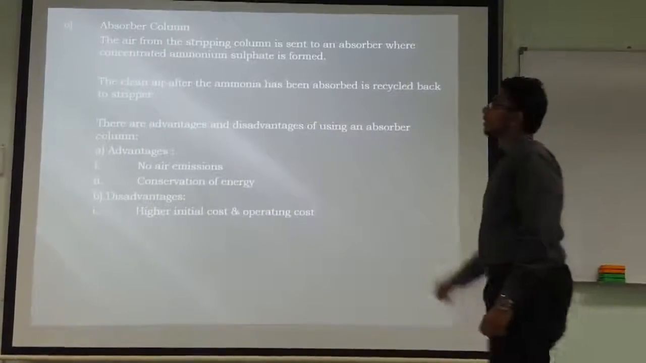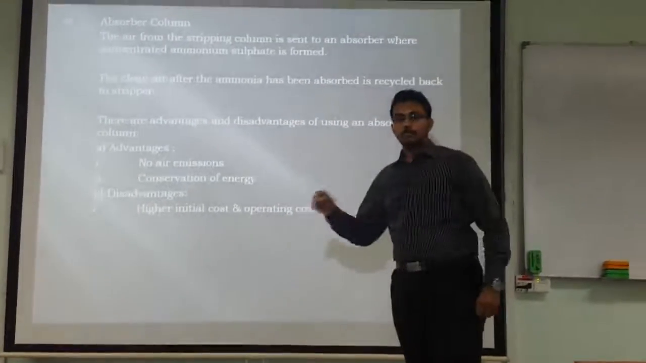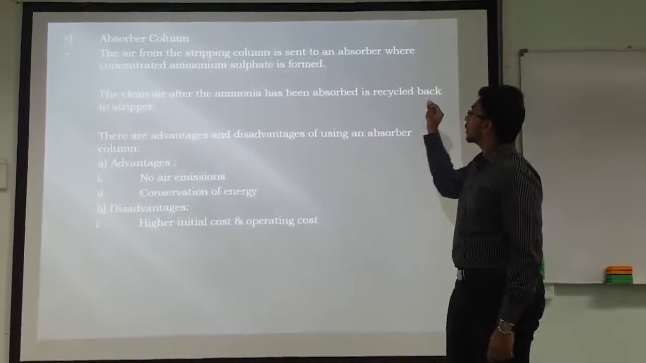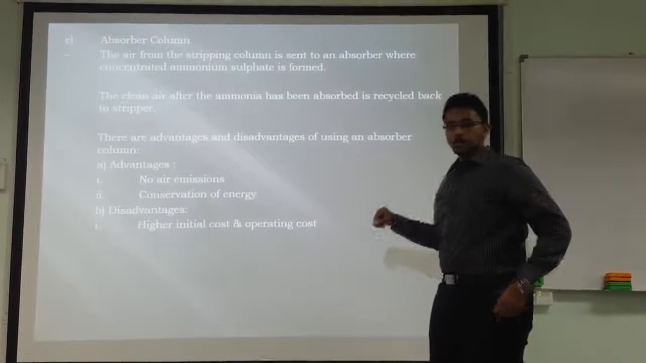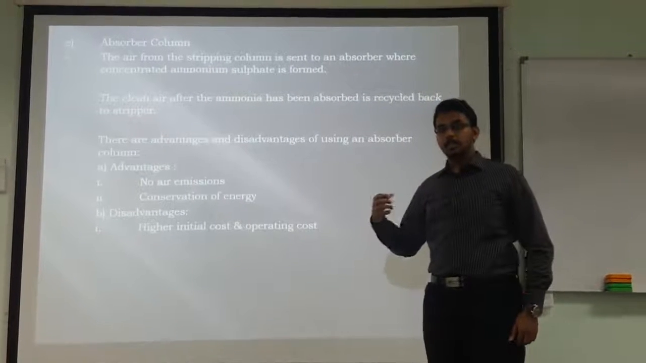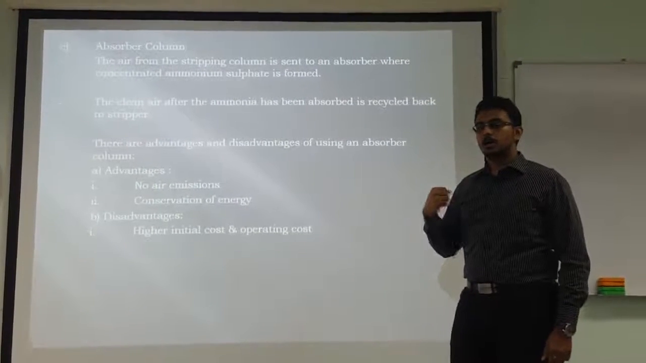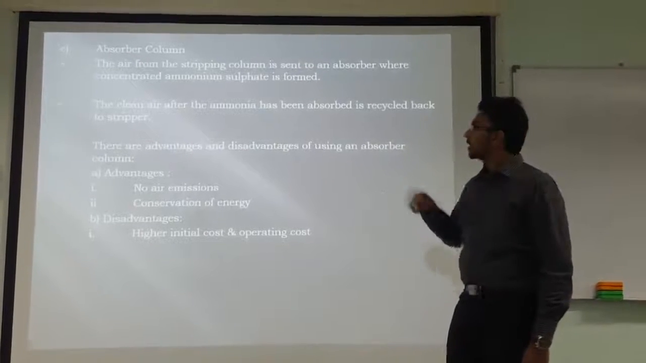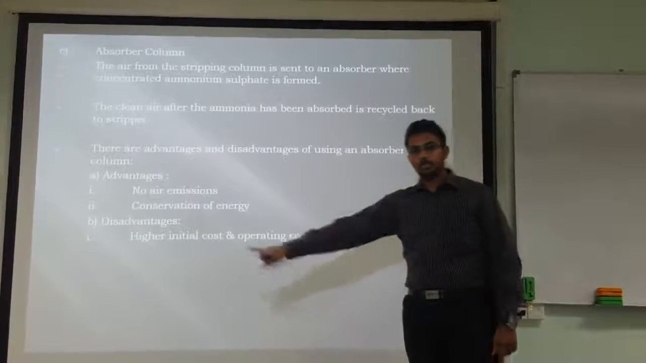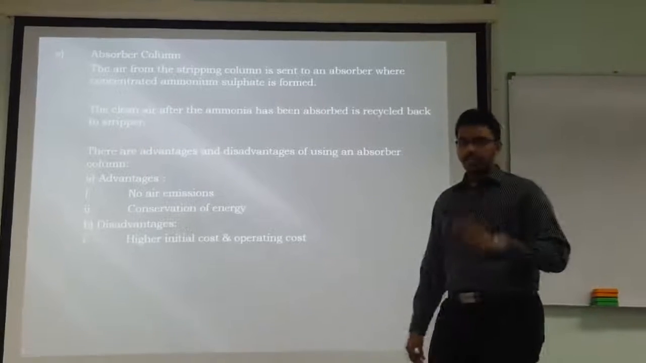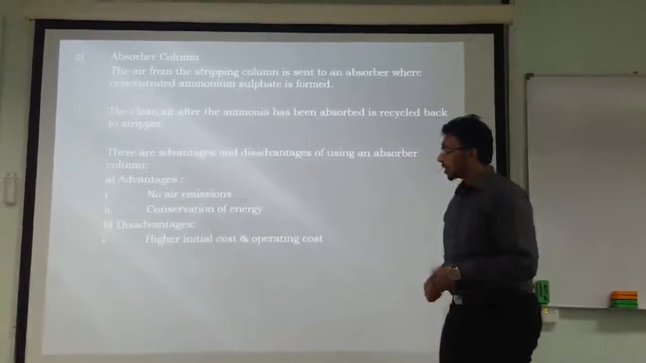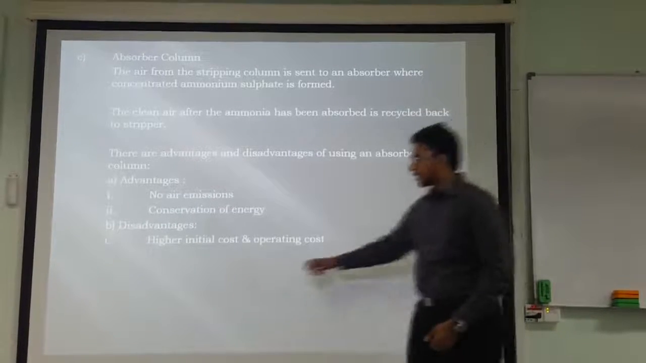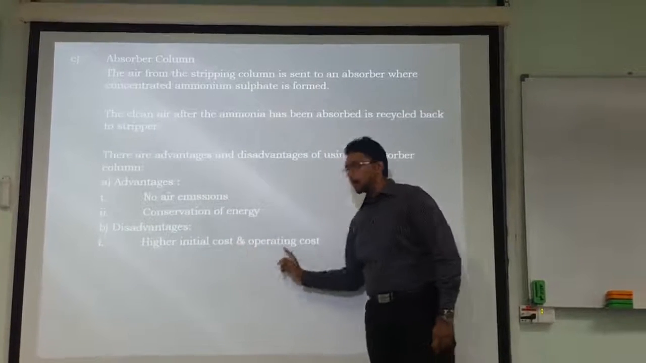the absorber column. In the absorber column, the air with ammonia from the stripping column is used to form concentrated ammonium sulfate. The clean air, once the ammonia has been removed from the air coming from the stripping column, is recycled back to the stripper. There are two advantages of using the absorber column: no air emission and conservation of energy, and one disadvantage is high initial cost and operating cost.